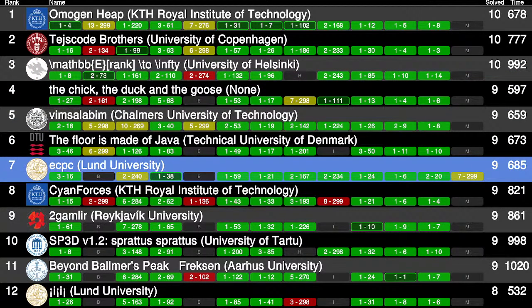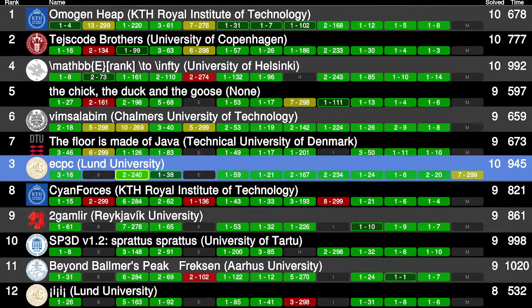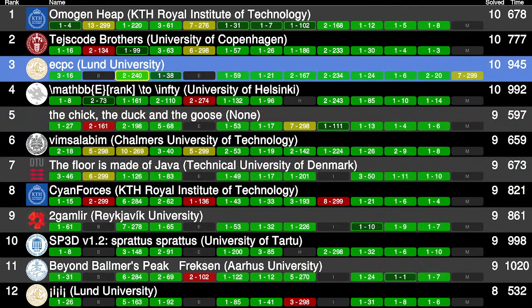Then we have ECPC from Lund University, which have submissions on both C and M. So let's see if they get the one on problem C. And they get it, moving up to third place. The fight for the first place is tightening.